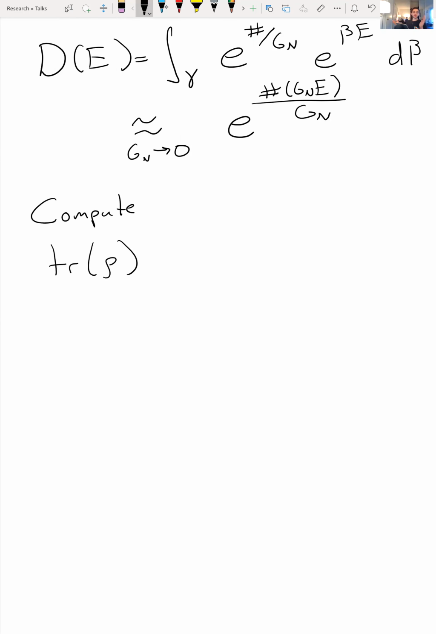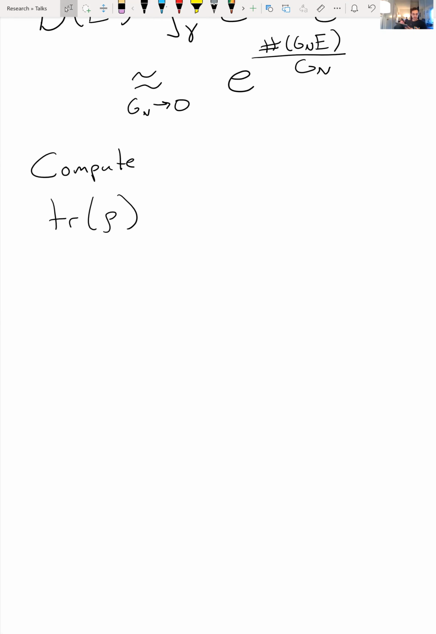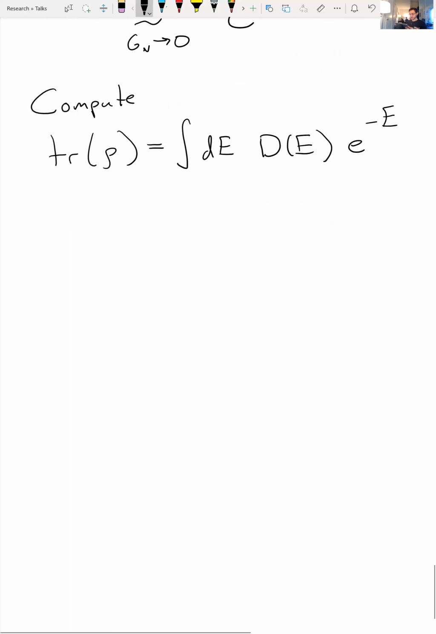Okay, we already know the trace of the state. We know that the trace of the state is 1, because it's a normalized state. But let's do this as an instructive example, and it'll end up being very important. The trace of the state is computed in terms of the density of states by this integral, right? E to the minus E is just the eigenvalue of the state corresponding to the eigenvalue E of the modular Hamiltonian. So all this integral does is sum over the eigenvalues of the state.